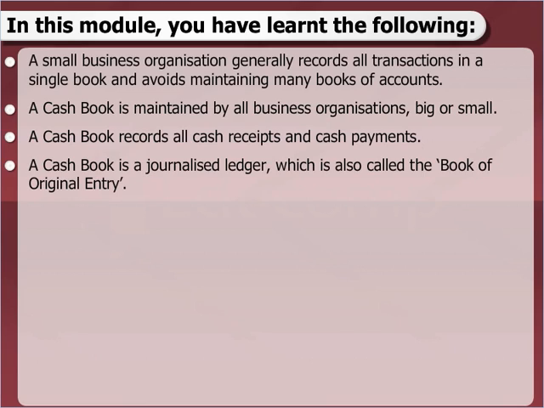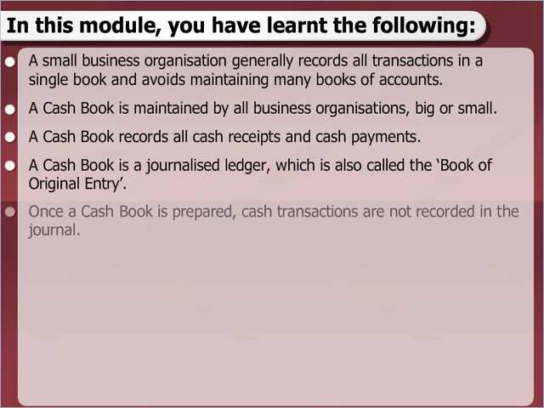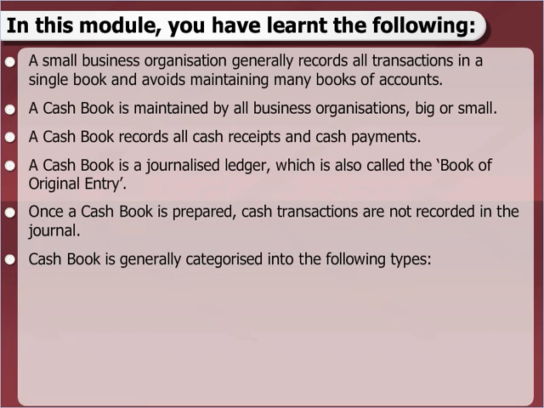A cash book is a journalized ledger, which is also called the Book of Original Entry. Once a cash book is prepared, cash transactions are not recorded in the journal. Cash book is generally categorized into the following types: simple cash book. It records only cash transactions.